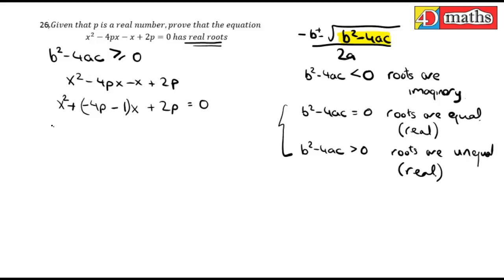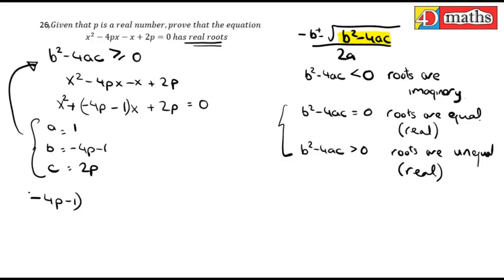So now I can see a, b, and c. A is the number in front of the x squared. B is the number in front of the x. And c is the number at the end. So I'm going to put all three of them into this equation. Okay, so it's b squared minus 4ac, and I'm hoping that's greater than or equal to 0 because I want the roots to be real.